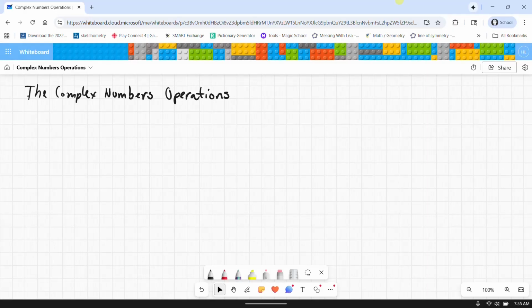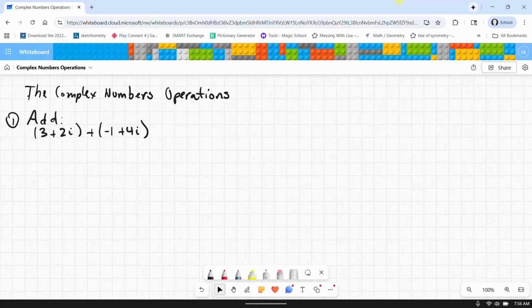How do we add, subtract, multiply, and divide complex numbers? Let's start by adding complex numbers. Example: here we have 3 plus 2i plus negative 1 plus 4i.